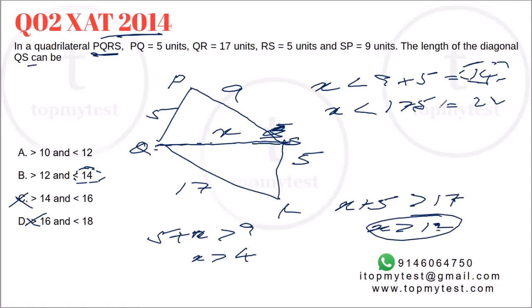Minimum value is 12, maximum value is 14. Bounds are open bounds, right? So option B will be our correct choice. Pretty straightforward application of your triangle inequality under 2 minutes in an exam situation. Job done.